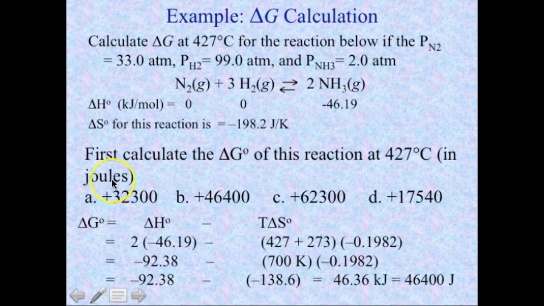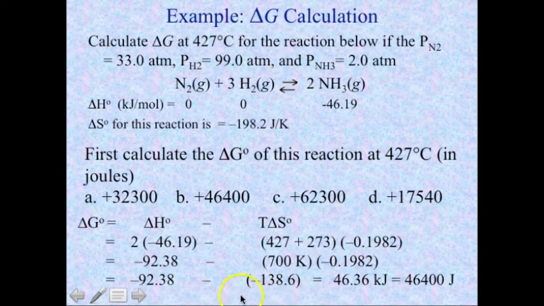So the question wants you to calculate this in terms of joules, but I've gone ahead and calculated it in terms of kilojoules and then switched that over to joules. So delta G0 equals delta H0 minus T delta S, the free energy equation. We're going to multiply 2, because we have 2 moles of ammonia, times minus 46.19 kilojoules per mole as the heat of the reaction, minus the absolute temperature, which is going to be 427 plus 273, that'll be the absolute temperature in Kelvin, times the delta S for the entire reaction in kilojoules, which is minus 0.1982.